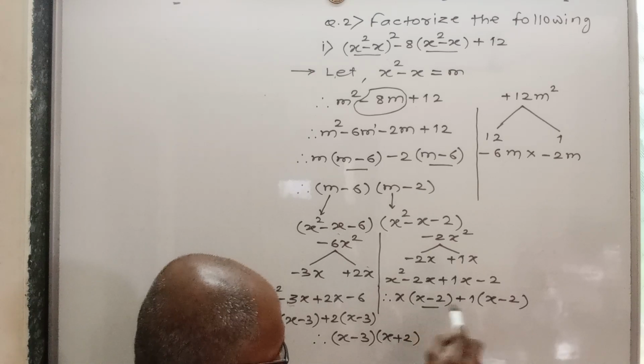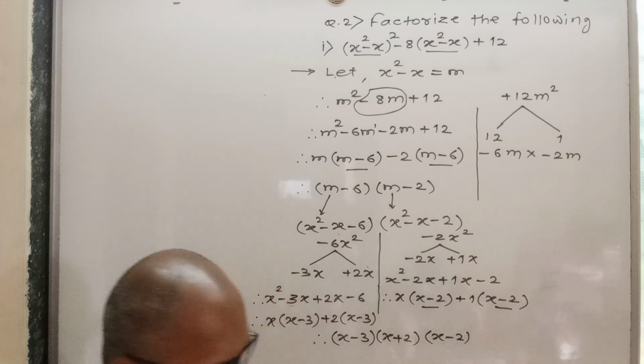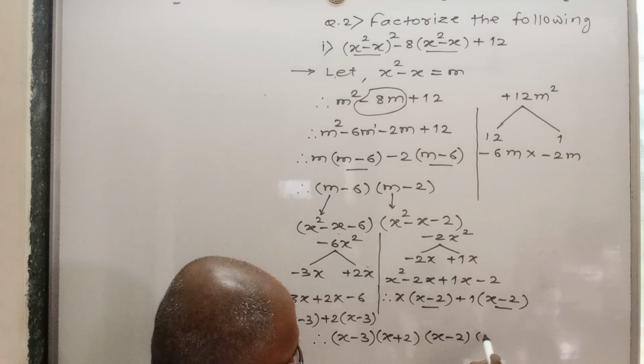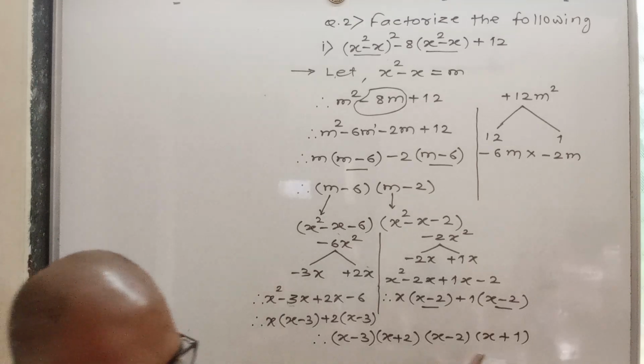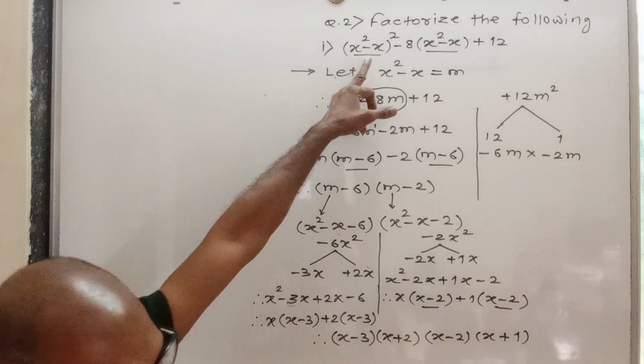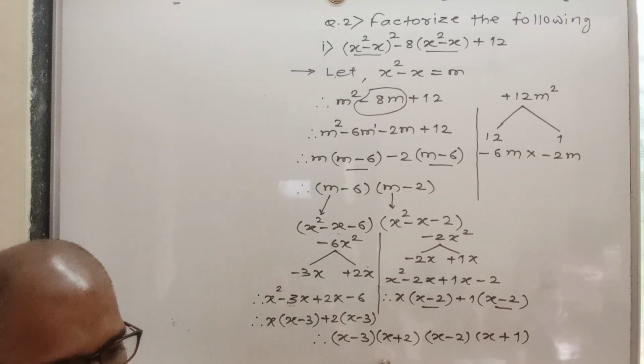Now we take this common. Then what is left? These are the factors of this expression. 4 factors are there.